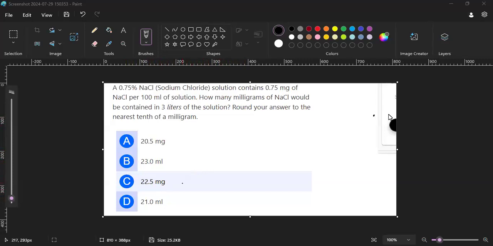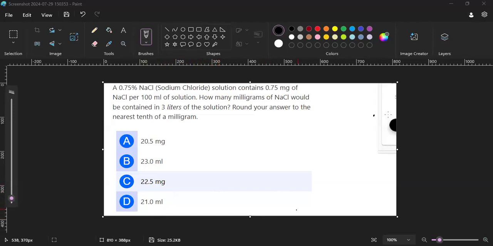If we're looking at this problem, we see that it's ratios, right? They're comparing sets of things, right? It starts off with a 0.75% sodium chloride solution, which is actually 0.75 milligrams of sodium chloride per 100 milliliters of solution. So that's the first ratio.